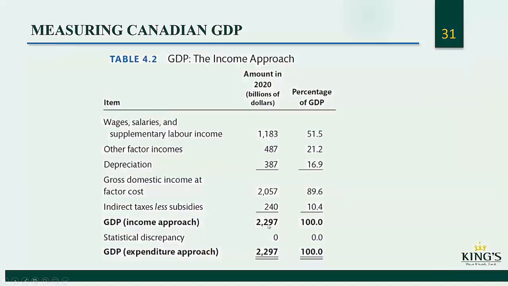So in this case, the number is 240. So taxes were obviously much higher than the subsidies. And then we end up with 2297. So this happens to be the same number as before. I'm not sure what the textbook did because these are supposed to be numbers for Canada, and there surely would have been some statistical discrepancy, but for some reason the textbook decided just to put it as 0 here. I'm not exactly sure what they did.